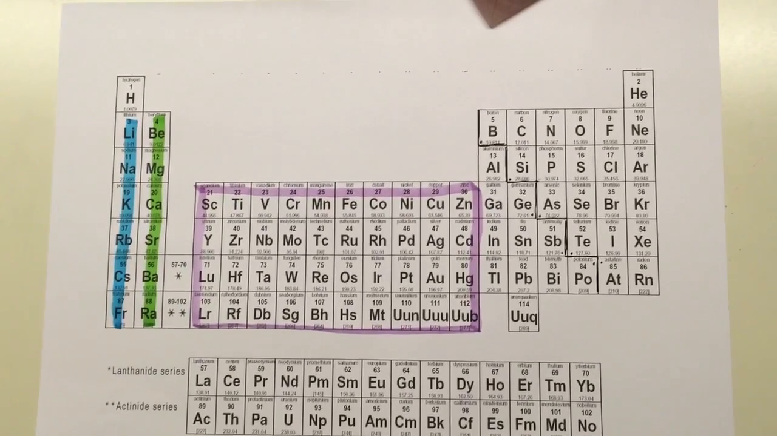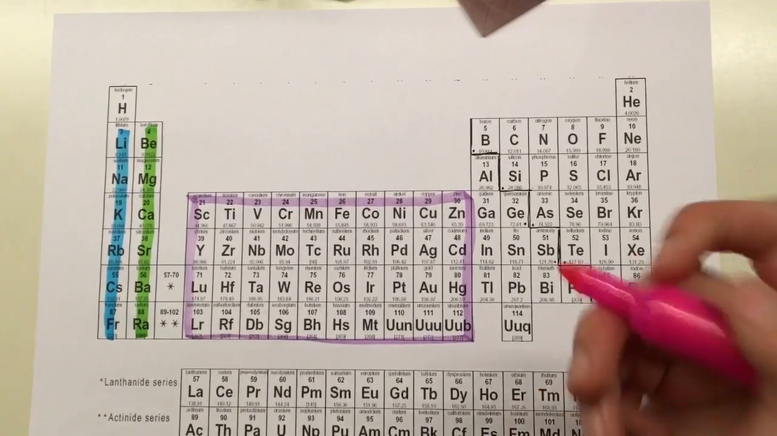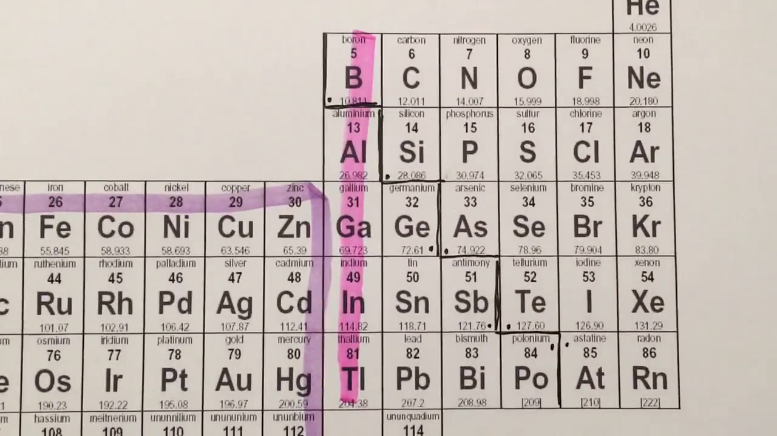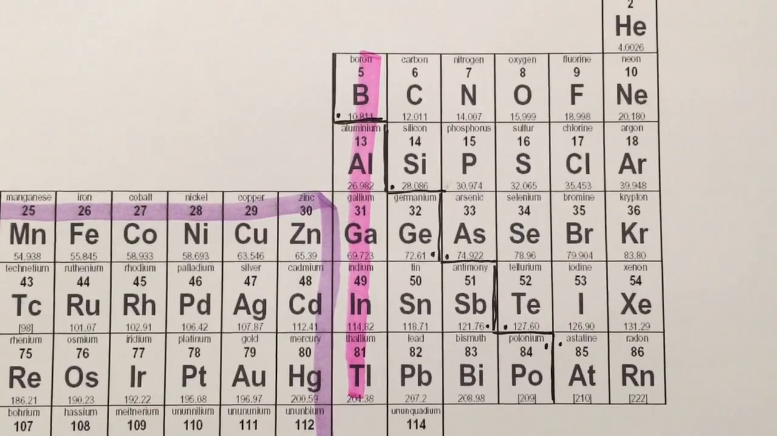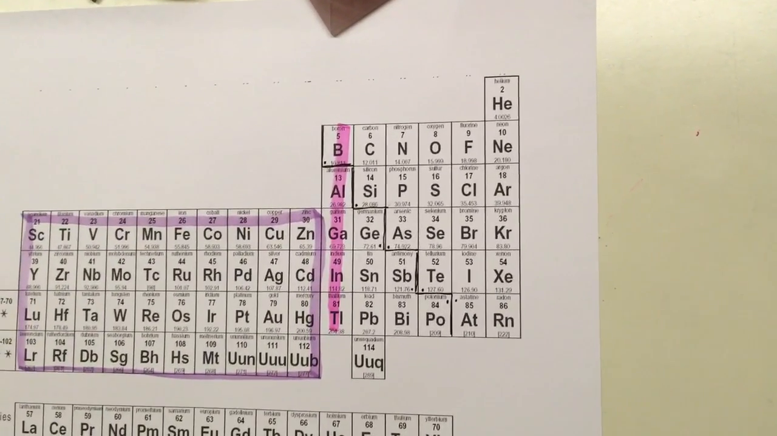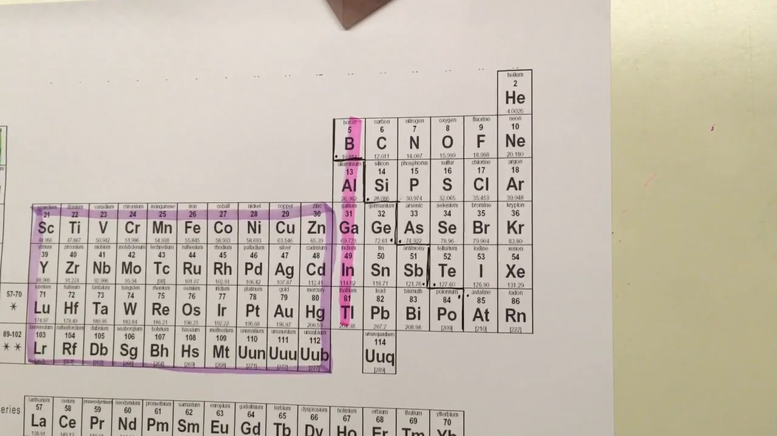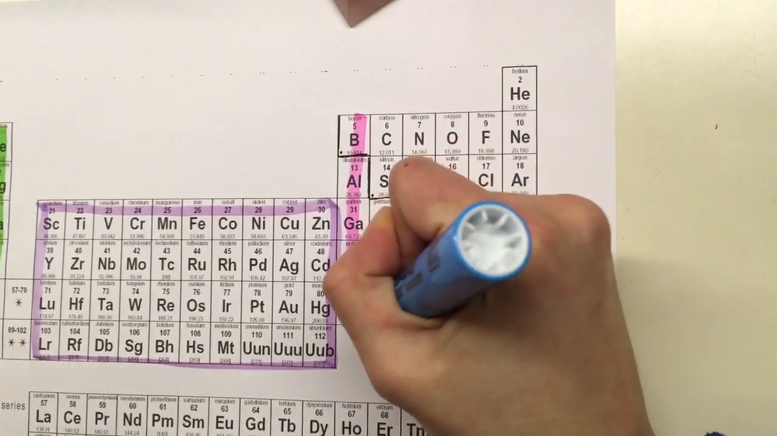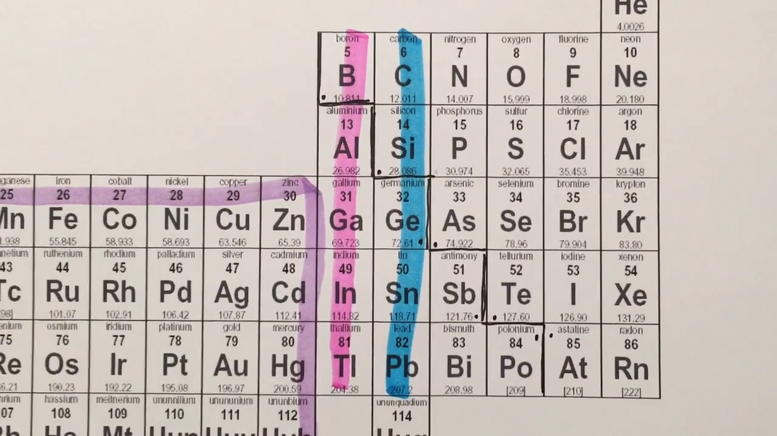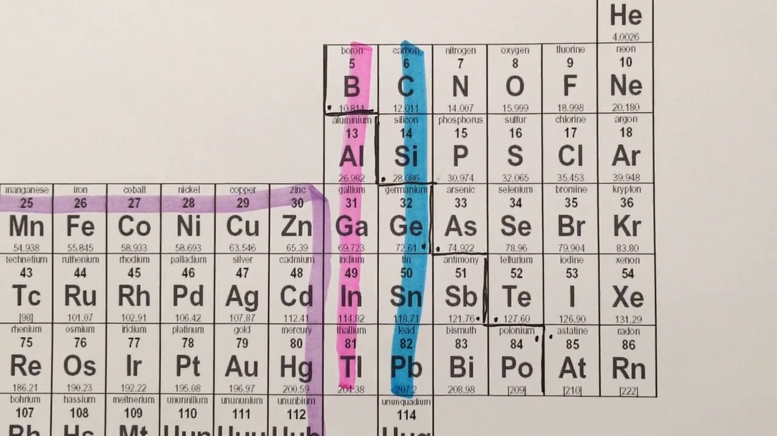Next, we have the boron family. The boron family has 3 valence electrons, and boron is a metalloid and the rest are metals. It includes the most abundant metal in Earth's crust, which is aluminum. Next, we have the carbon family. The carbon family has 4 valence electrons, and it includes a nonmetal, carbon, metalloids, and metals.